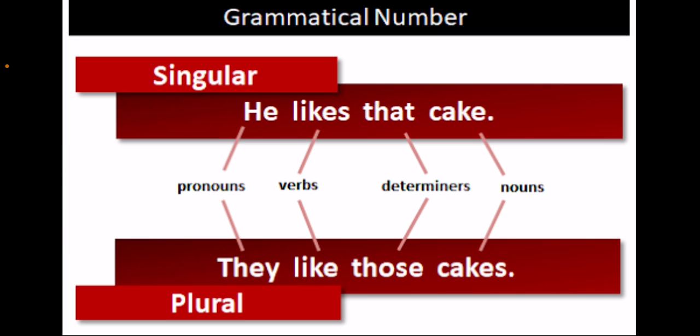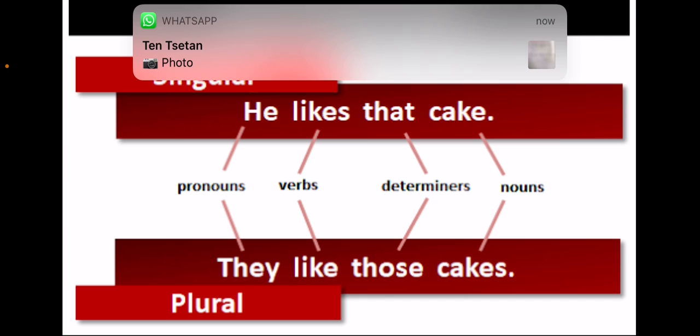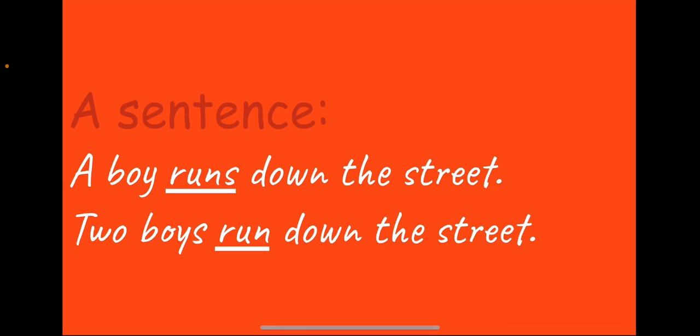So there's an example here. He likes that cake. They like those cakes. Now pay attention. He likes. Okay, there is an s after like because he is singular. They like. There's no S because the like is plural. So subject is plural. They means more than one, right? Like plural. So they are in agreement. He singular likes singular. So they are also in agreement.